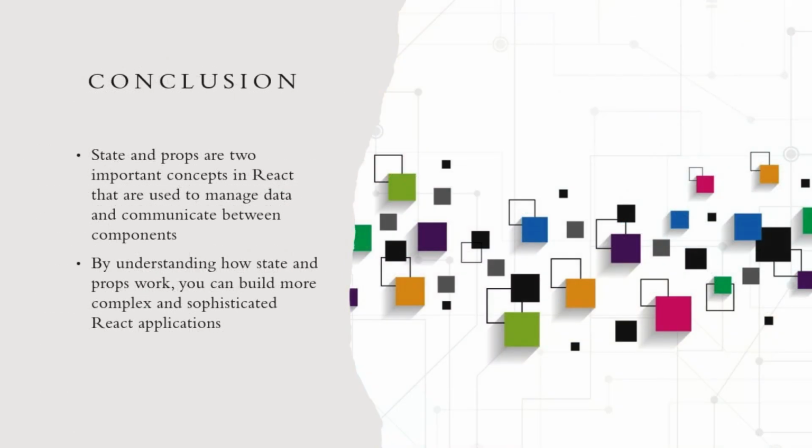State and props are two important concepts in React that are used to manage data and communicate between components. By understanding how state and props work, you can build more complex and sophisticated React applications.